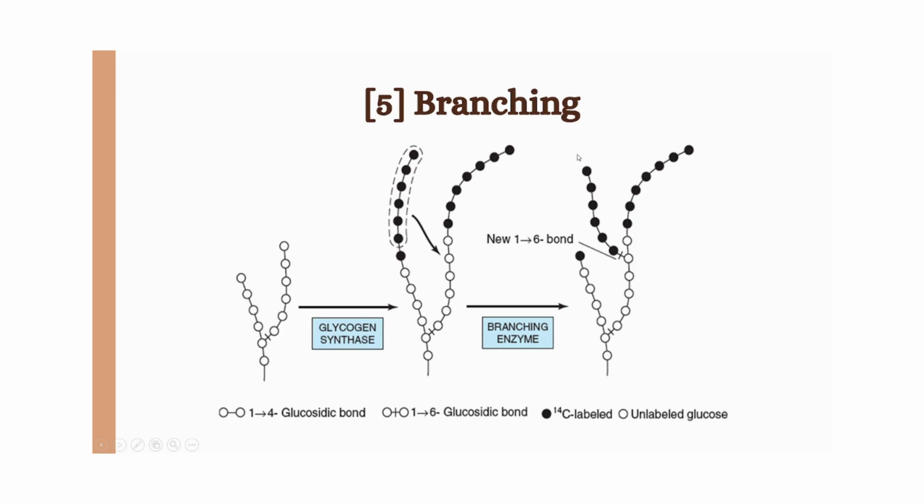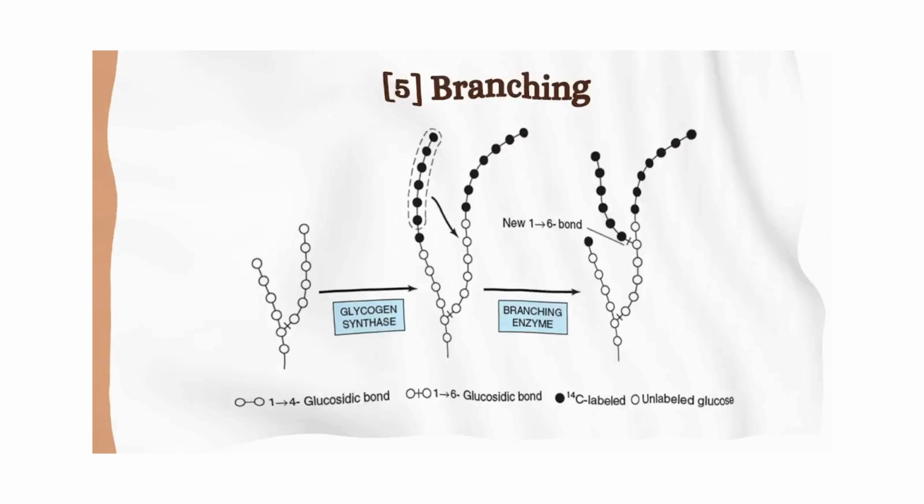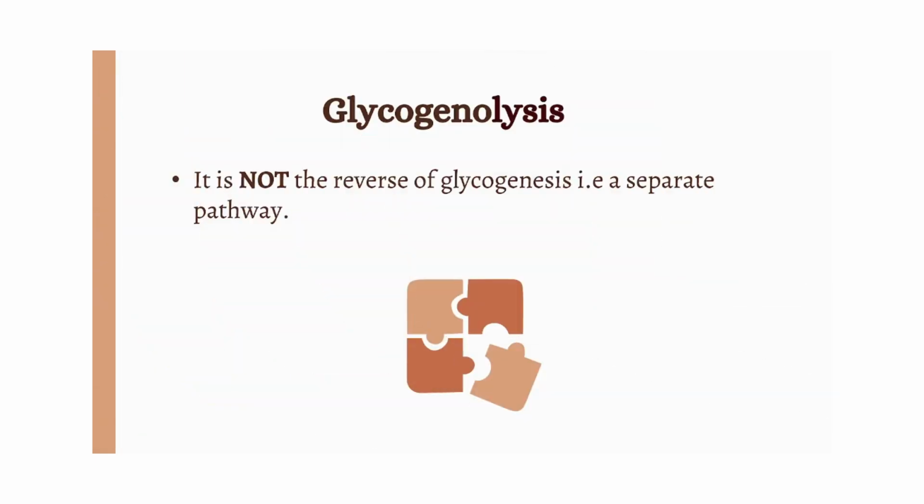This end here is available for adding new glucose molecules by glycogen synthase, as well as this branch. And then each one of them, when it is 11 or more, will be subjected to the action of the branching enzyme. Now, our glycogen molecule is complete.